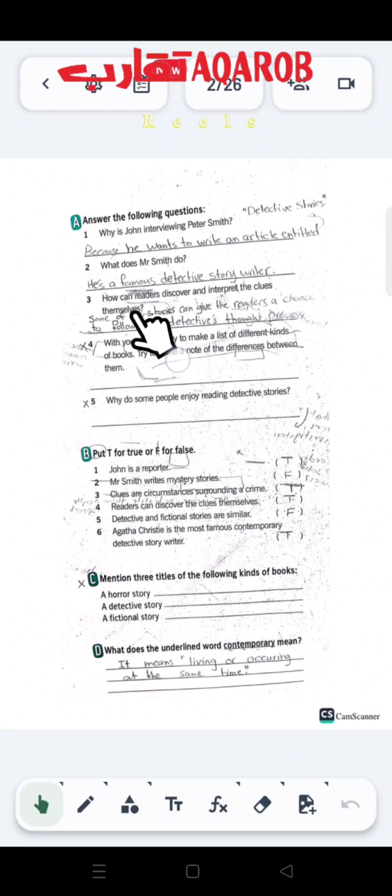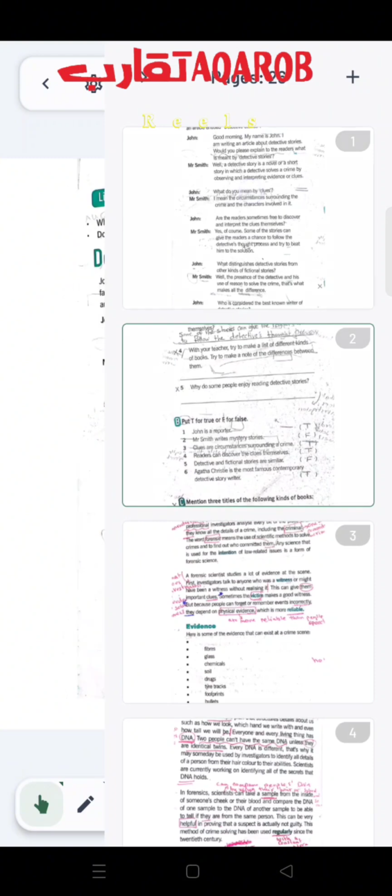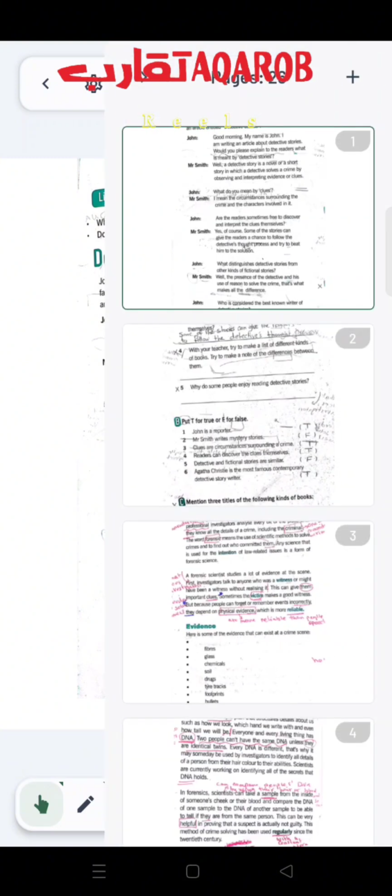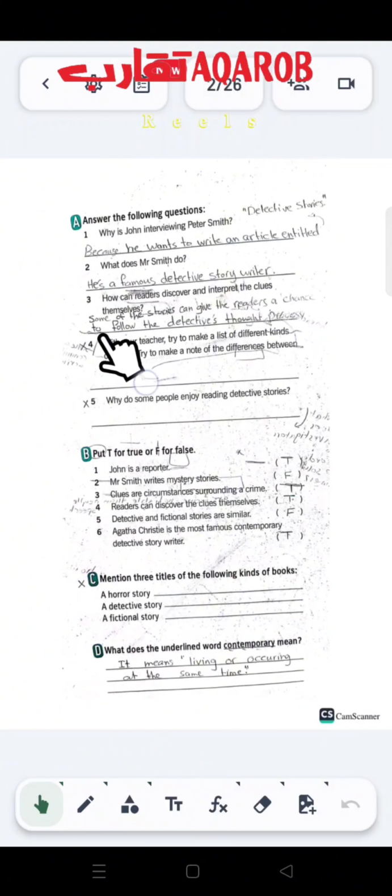Question number 3. How can readers discover and interpret the clues themselves? So the answer is here. Are the readers sometimes free to discover and interpret the clues themselves? Yes, of course. Some of the stories can give the readers a chance to follow the detective's thought process and try to beat him to the solution. So the answer, some of the stories can give the readers a chance to follow the detective's thought process.